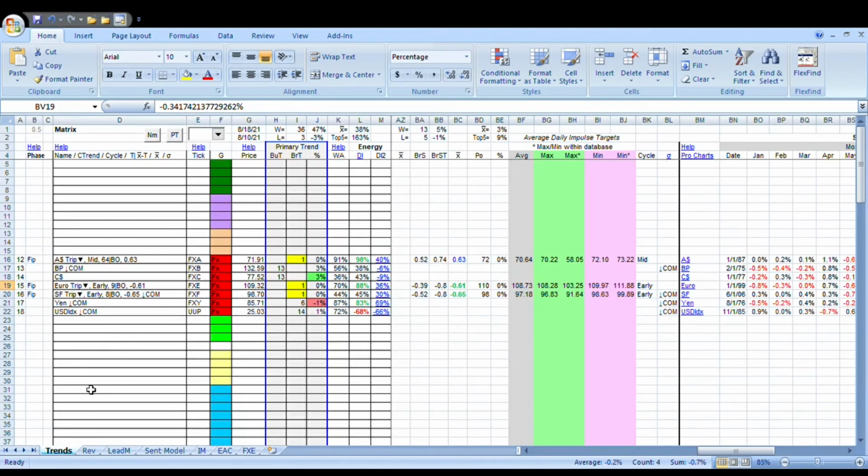That's why it circles back to the US dollar, which is showing high compression. The euro, Swiss franc, we have the Australian dollar.